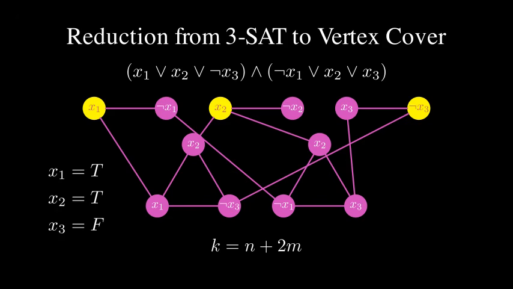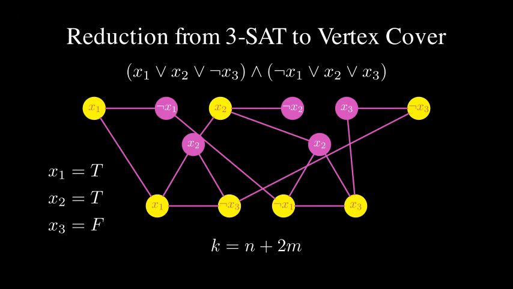This implies that at least one of the 3 edges that connect a clause triangle to the variable pairs is already covered. Thus, we simply choose the other 2 vertices in the clause triangle to cover the other 2 edges. This shows that there exists a vertex cover of size k.